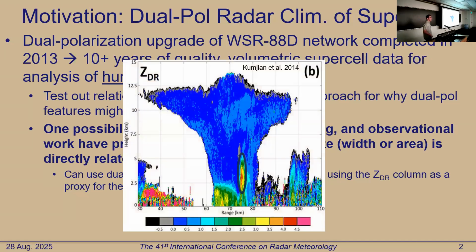The way we do that is through something called the ZDR column. ZDR is one of the dual pole variables. It's an enhancement in differential radar reflectivity factor, which I won't get into, but let's just say this enhancement comes about because updrafts are lofting rain and small hail above the freezing level. So you have supercooled water that's being identified, and that's occurring where the updraft is. So we can use this signature as a proxy for the storm updraft.